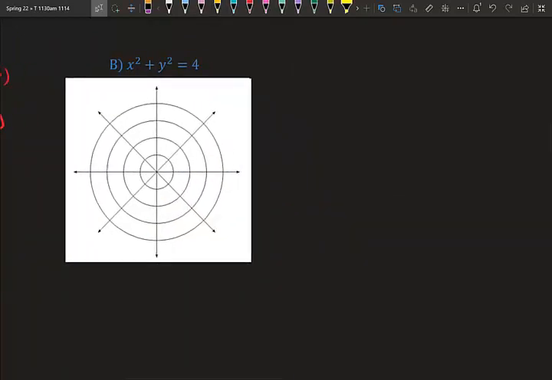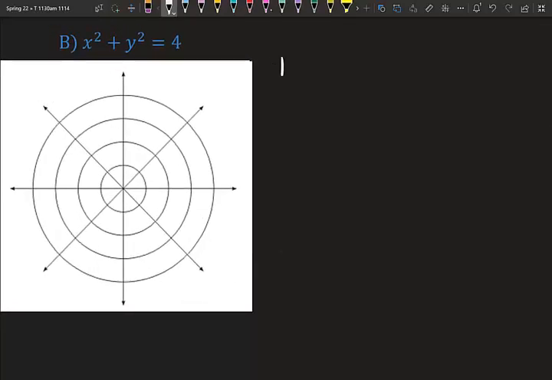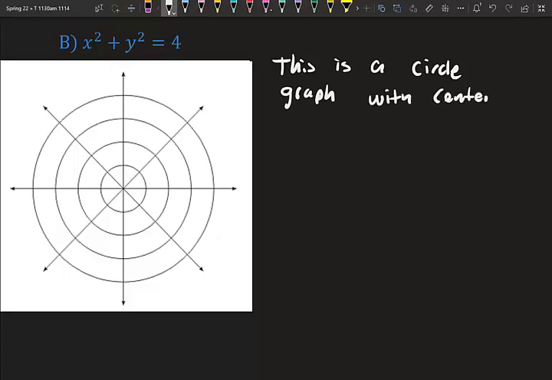So we have x squared plus y squared equals 4. I know that's a circle. How do I know it's a circle? It's positive x squared, positive y squared, no other exponents. So that's how I know this is a circle graph with the center at 0, 0.